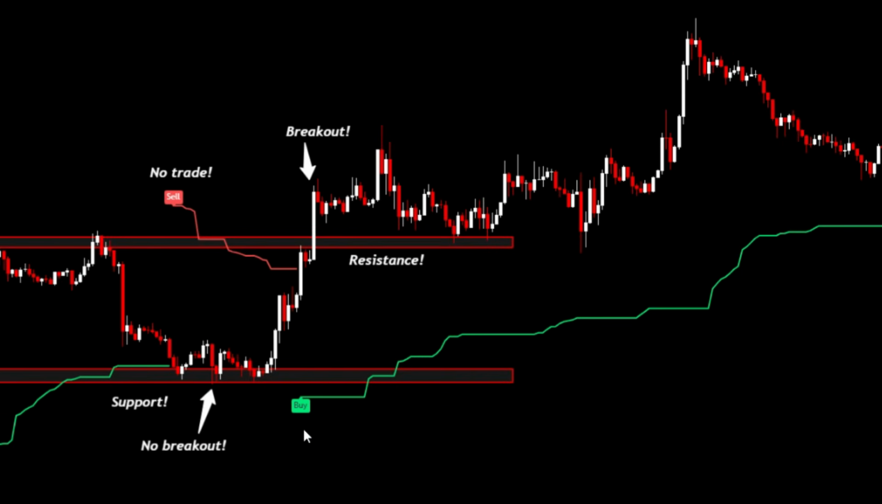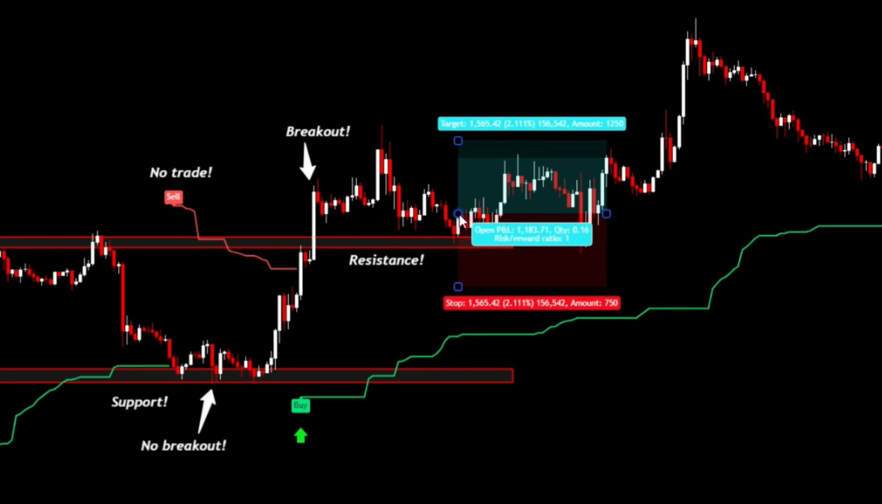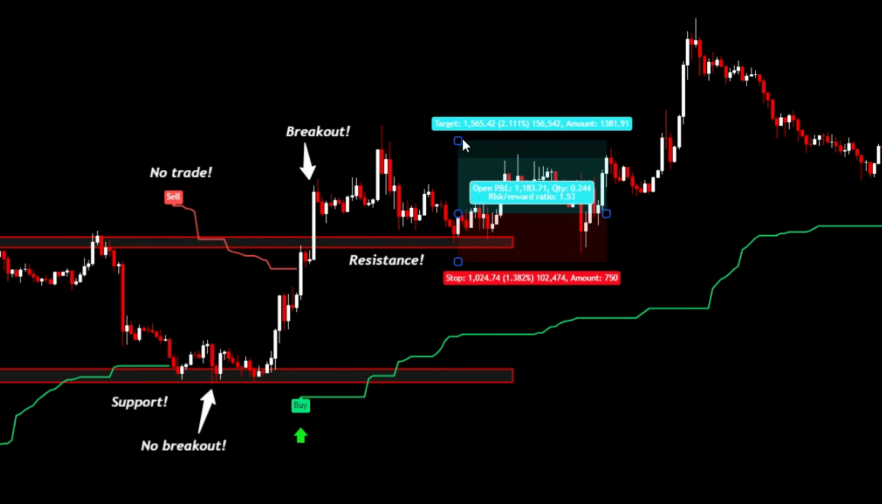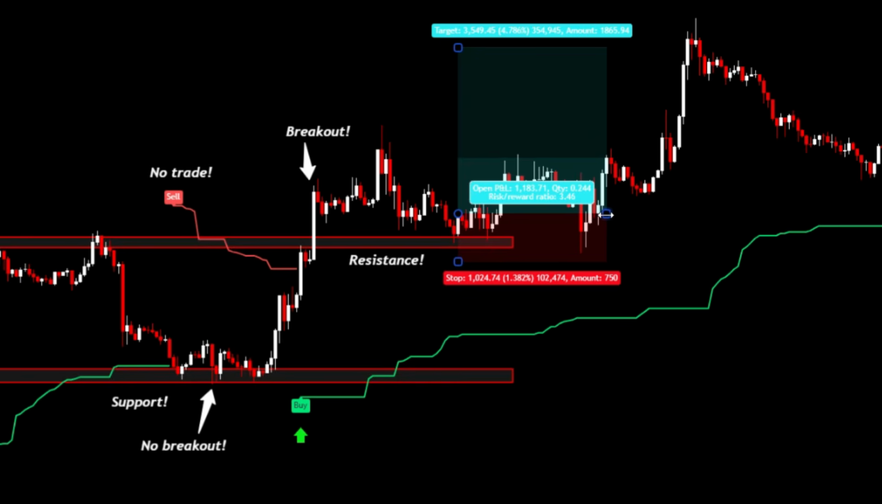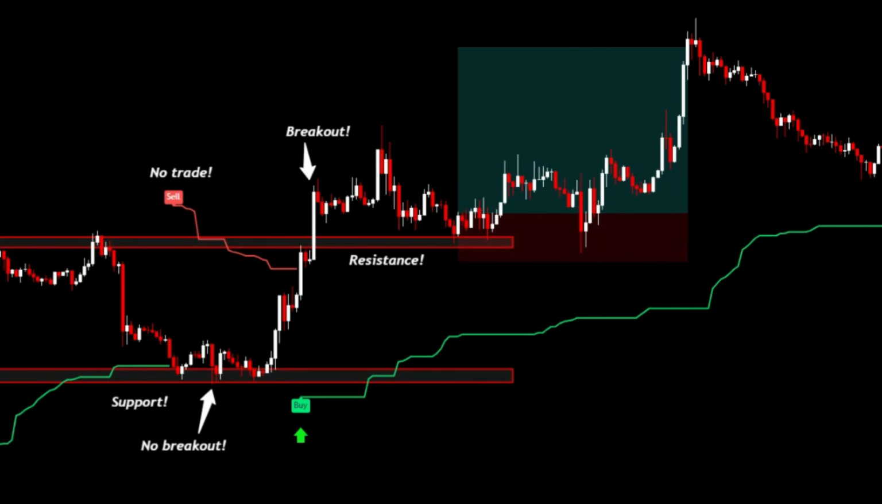Now, since the breakout is supported by the indicator's bullish signal, the overall setup becomes more convincing. After the breakout, price pulls back towards the former resistance level before continuing higher. Many traders watch for these types of retests because they can provide more structured entry opportunities.